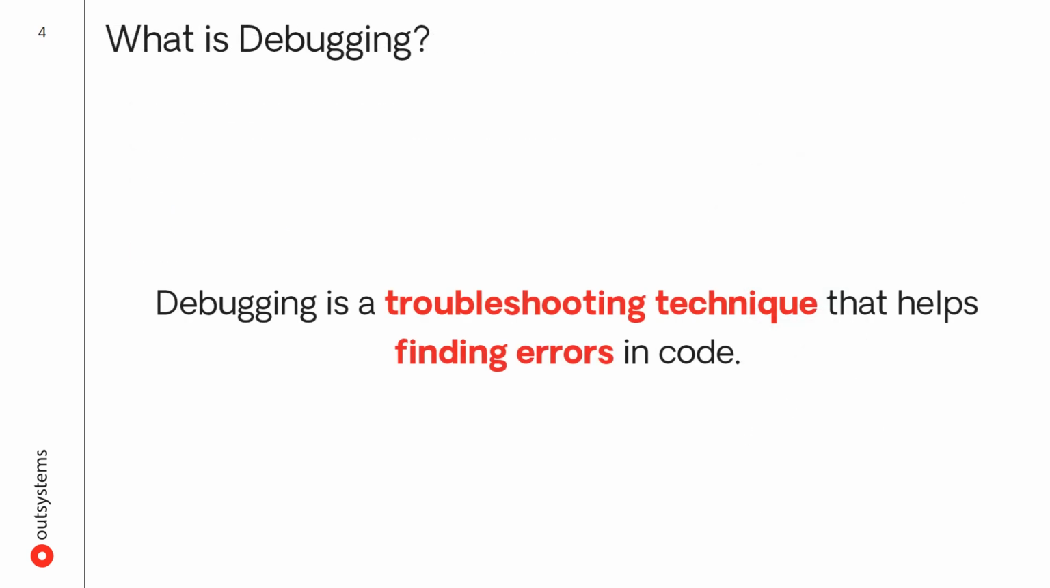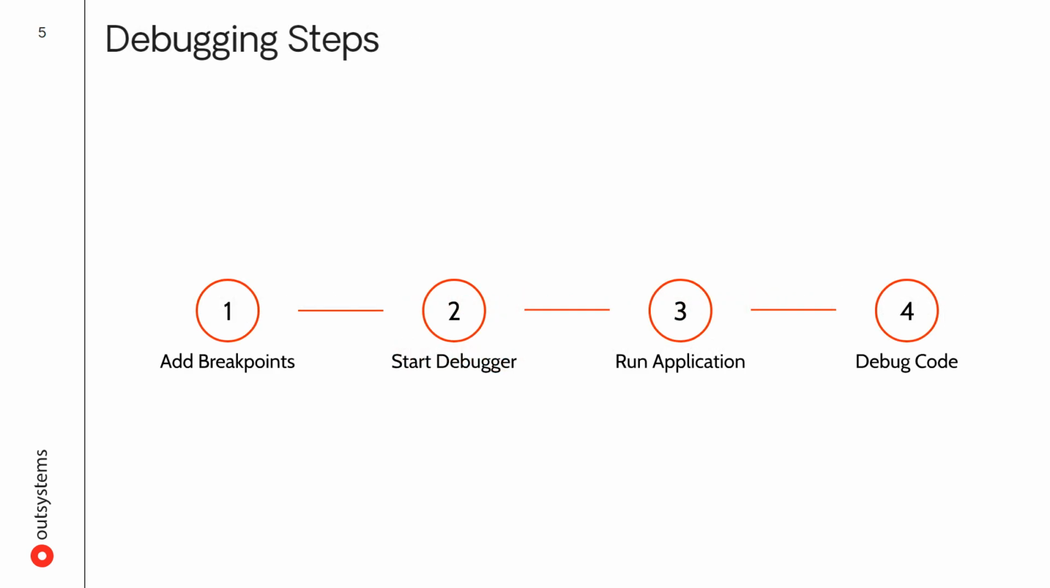What is debugging? Debugging is essentially a troubleshooting technique that helps detect errors in software code through a methodical analysis of the code. It also helps remove the errors found to guarantee that the code runs according to desired specifications. How can we debug an app? There are 4 main steps to take.